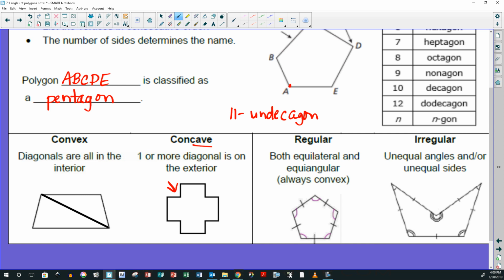Make sure you're aware of regular and irregular. Regular being equilateral and equiangular. They're automatically going to be convex if it's regular. So it has to have marks that look like this. Irregular just means everything's different. You can have some things the same, some things different, so on and so on. But unless everything is the same, all same sides, all same angles, then it's going to be irregular.